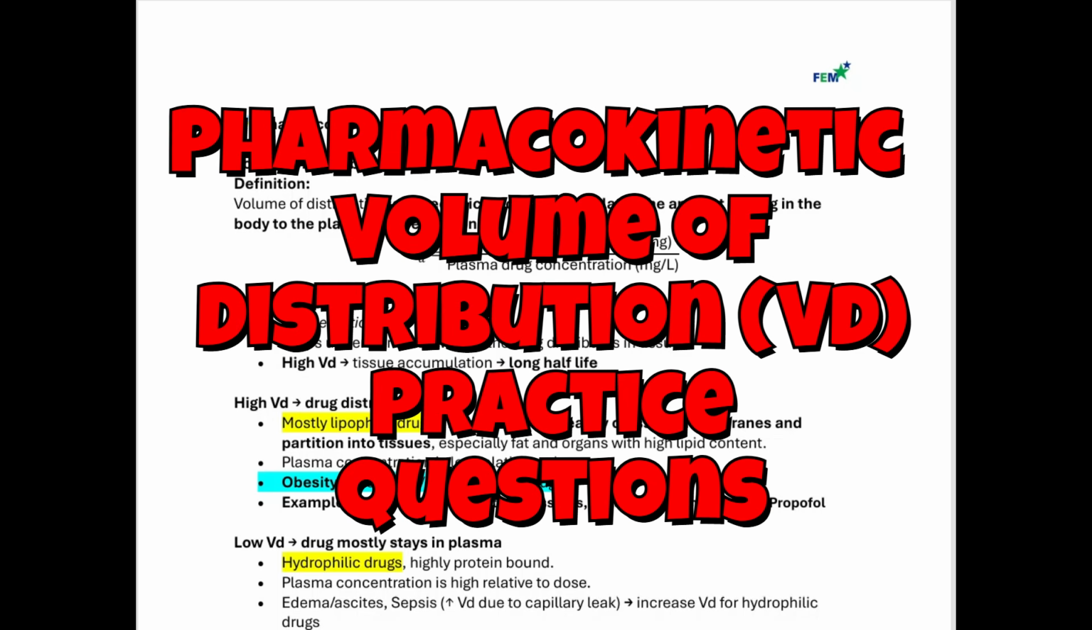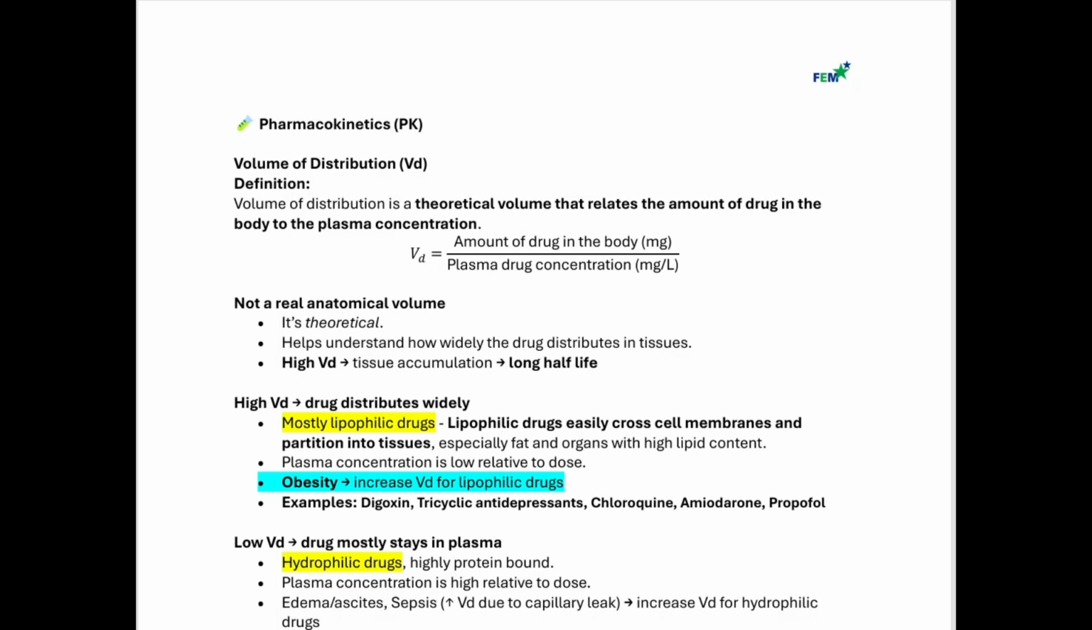Hello, everyone. Welcome back. Today, we're going to be talking about another very important concept in pharmacokinetics, which is volume of distribution. So, what's volume of distribution? This is the volume that relates the amount of drug in the body to the plasma concentration. When we look at the formula, it's going to be the amount of drug in the body, in milligrams, relative to the plasma concentration of that medication, in milligrams per liter.